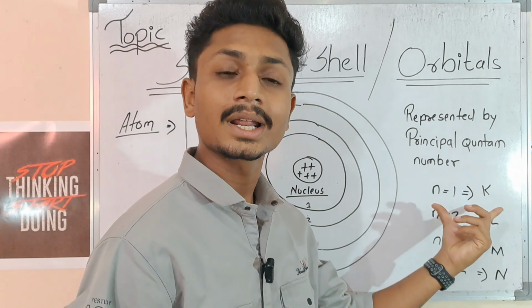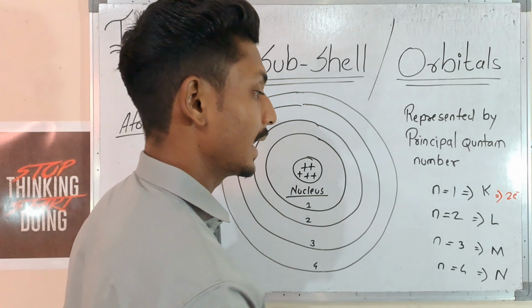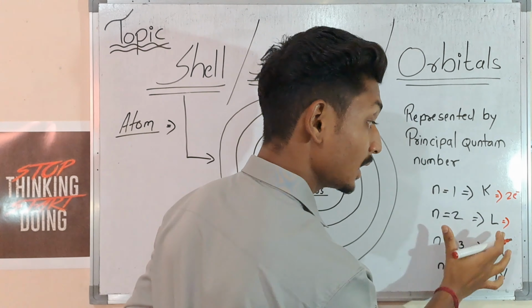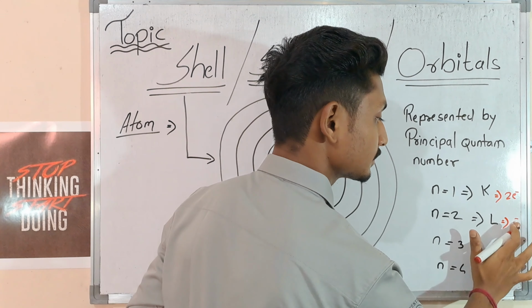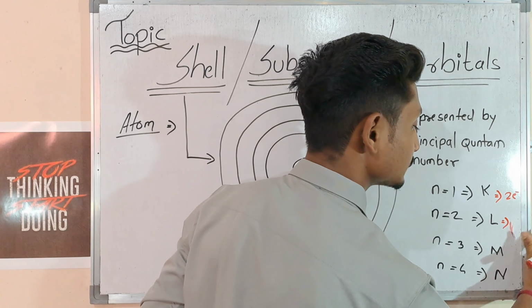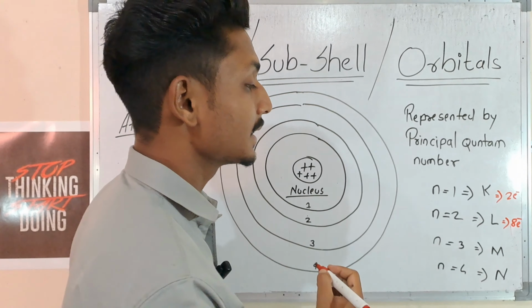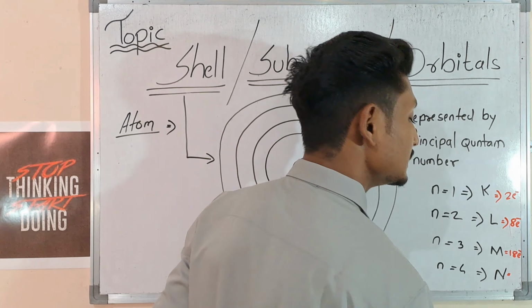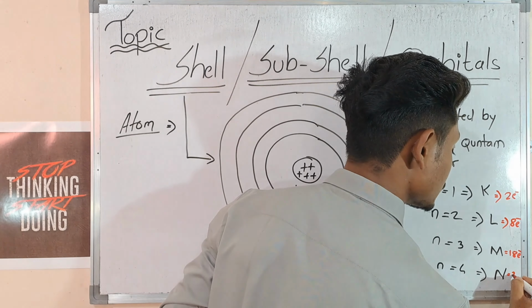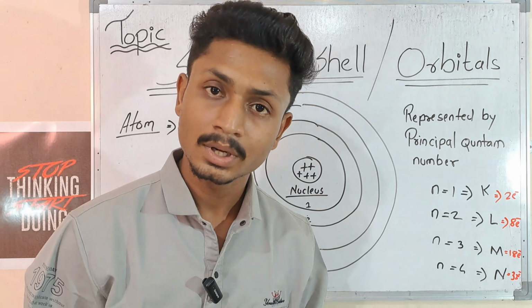K shell or energy level contains 2 electrons in its orbit, and L shell contains 8 electrons, and M shell contains 18 electrons, and N shell contains 32 electrons.